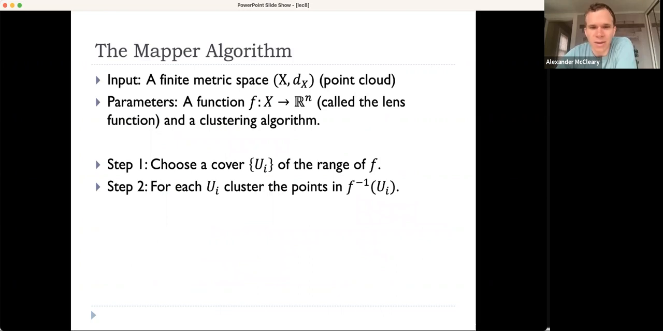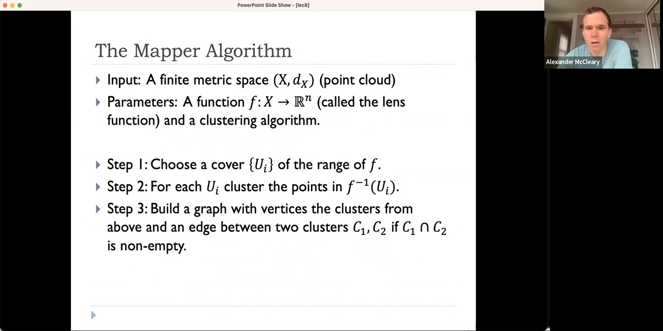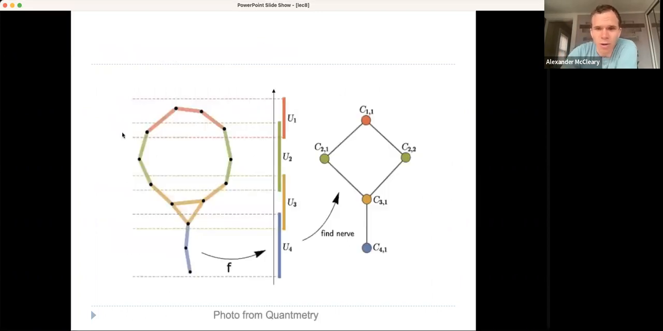Okay, so we've done step 2, and now we're going on to step 3. In step 3, we're going to turn these clusters into a graph. The vertices of this graph are just the clusters. And we're going to put an edge between 2 clusters if the 2 clusters intersect at all. So this graph is what we have on the right here.